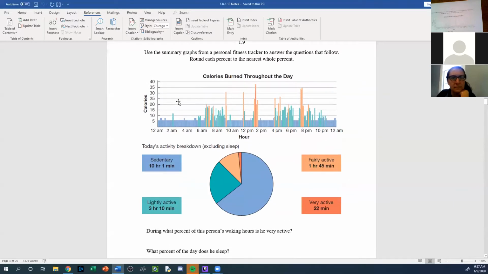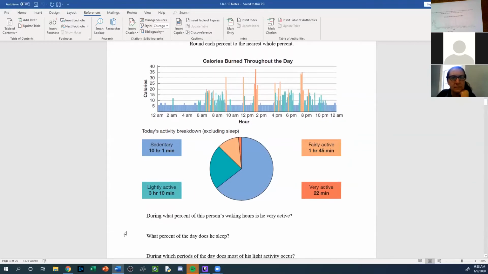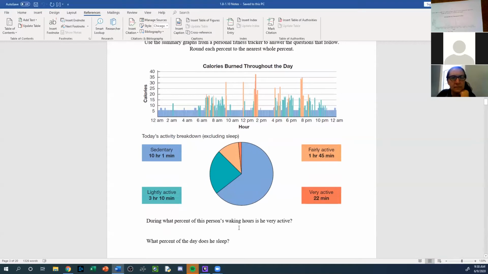So it looks like we have someone burning calories throughout a day. And it looks like everything that's the light blue color is the sedentary, I believe is how you say it. And that basically means that they're not very active. And then there's lightly active, fairly active, and very active, okay? So the first question it says is, during what percent of a person's waking hours is he very active?